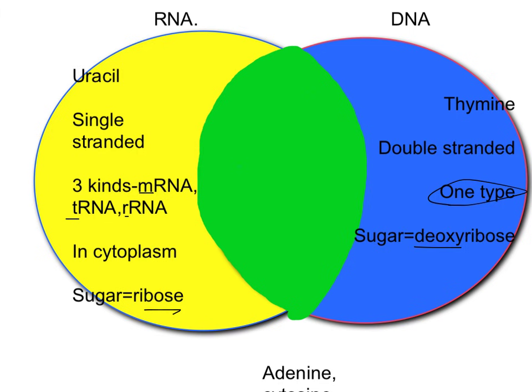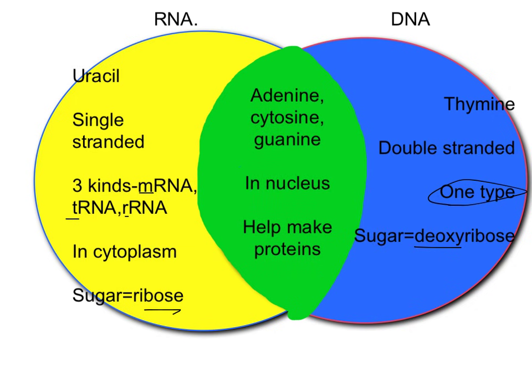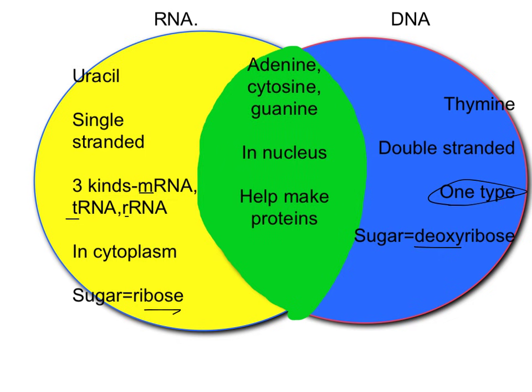They do have some things in common, though. Some of the things they have in common are some of our nitrogen bases: adenine, cytosine, and guanine. You find those in both of them. So both of these nucleic acids have 3 nitrogen bases that are the same, and then RNA will have uracil, where DNA will have thymine.